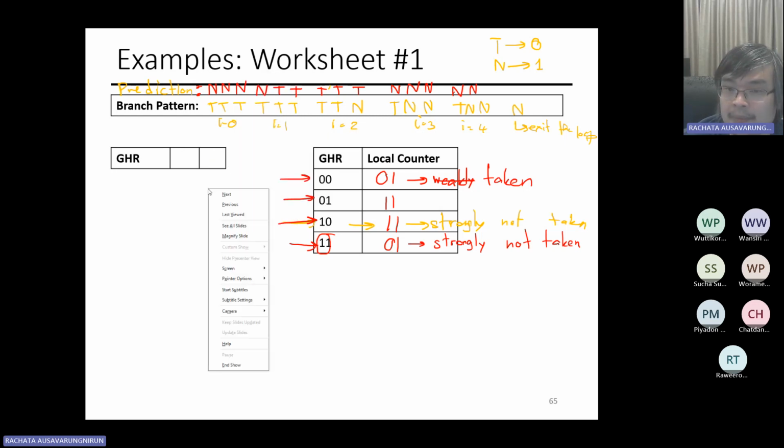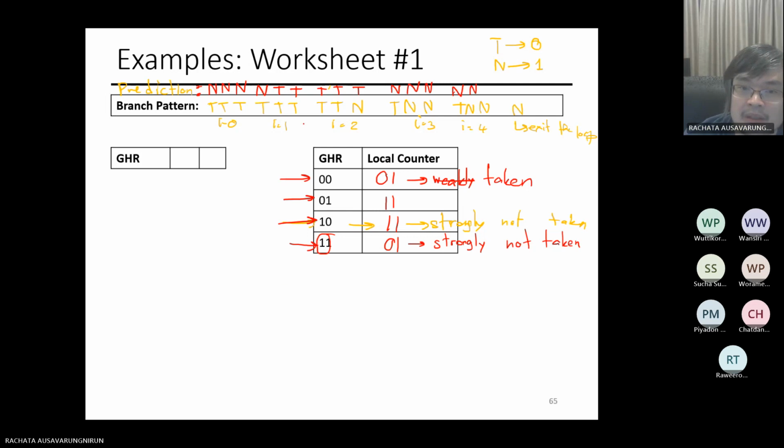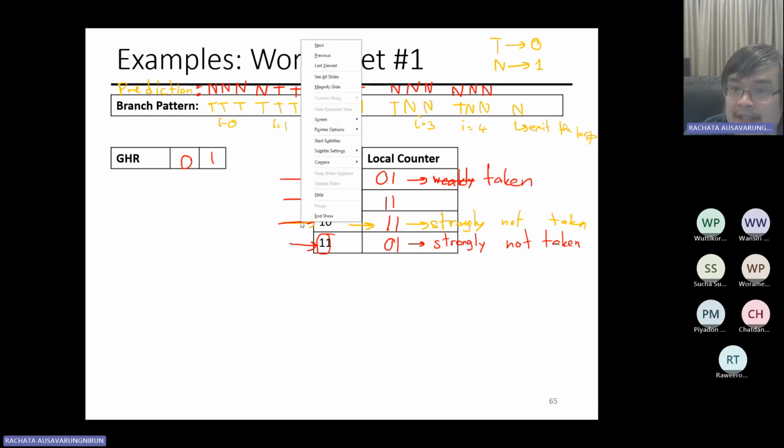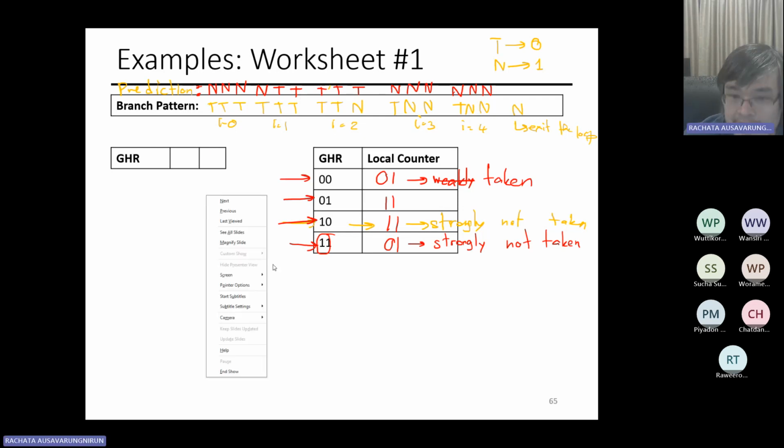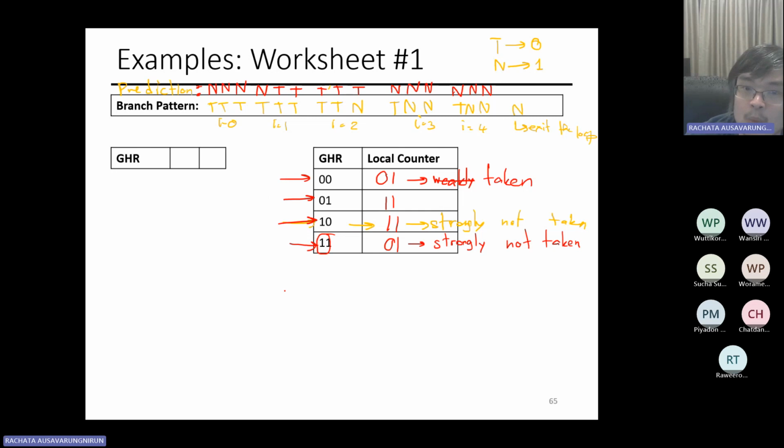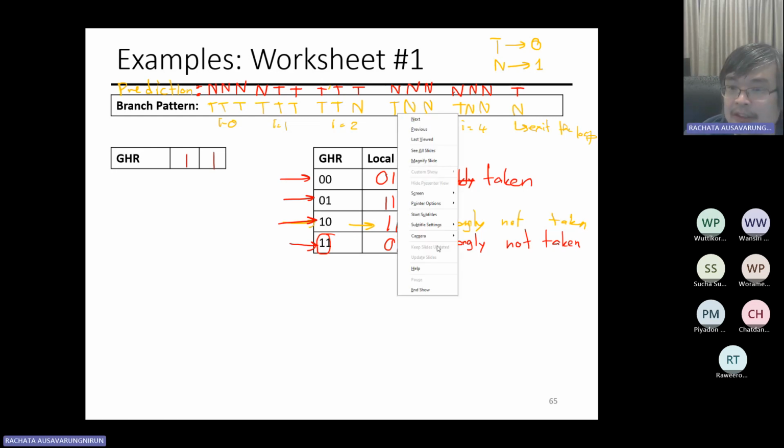So your GHR is going to be updated to 0, 1. Then you look at the GHR of 0, 1. The prediction is going to be not taken because 0, 1 is at the moment strongly not taken. You're correct, you stay there, you update the GHR. You saw not taken twice, so your GHR is going to again become 1, 1. You look at the entry 1, 1, which is now weakly taken. So you predict taken here. Now with this, you update the GHR.